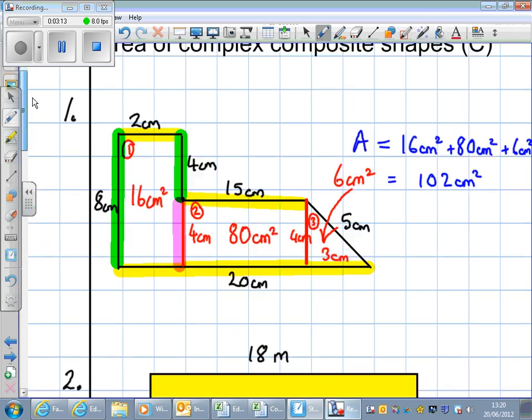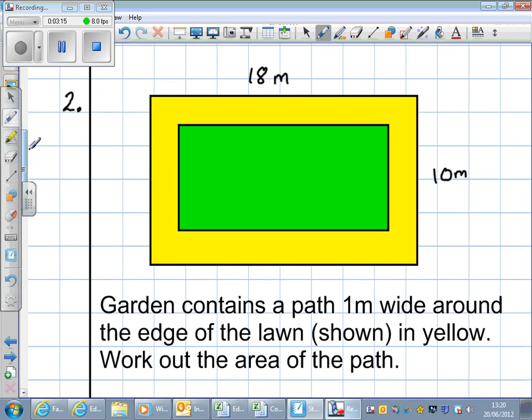Right, let's look at one more example in this video. Here we go. We're going to try and find the area of the path in yellow. Let's read through the question. Garden contains a path 1 meter wide around the edge of the lawn, shown in yellow. Work out the area of the path. I wrote the question. It's not brilliantly worded. There's confusion, isn't there, as to which part's the lawn and which is the path. Anyway, the path is in yellow.